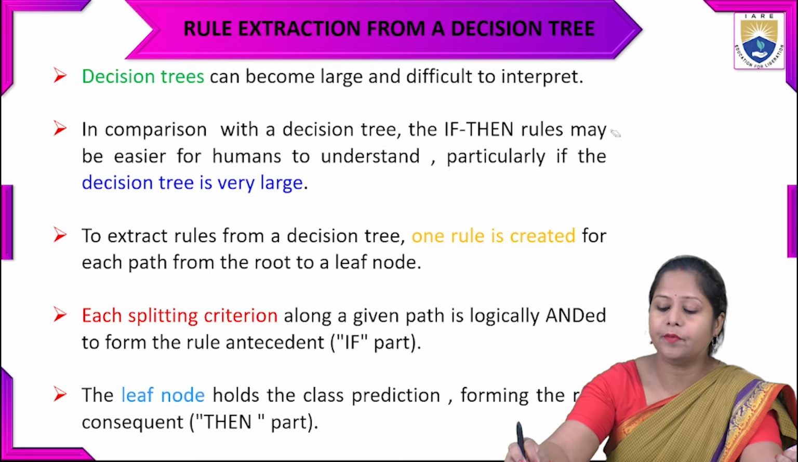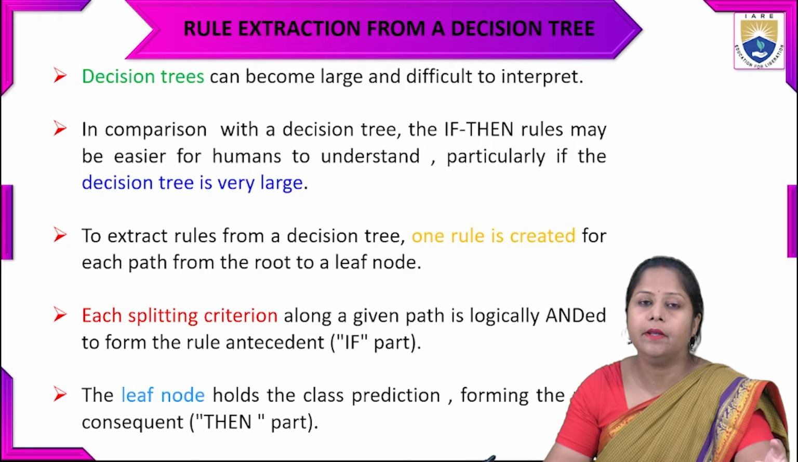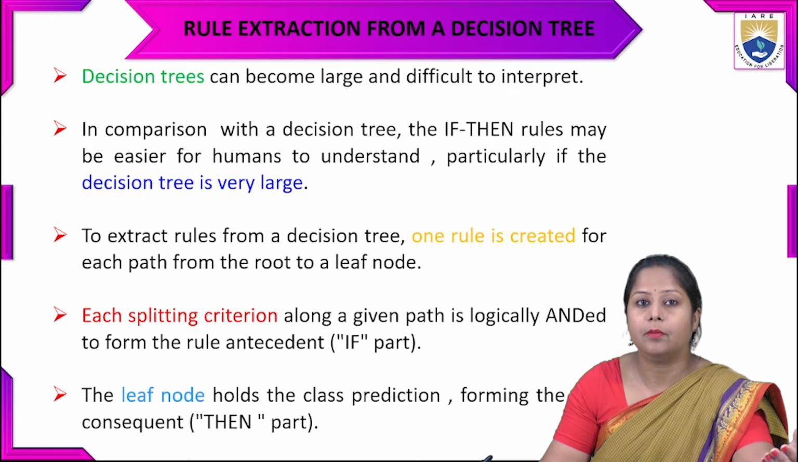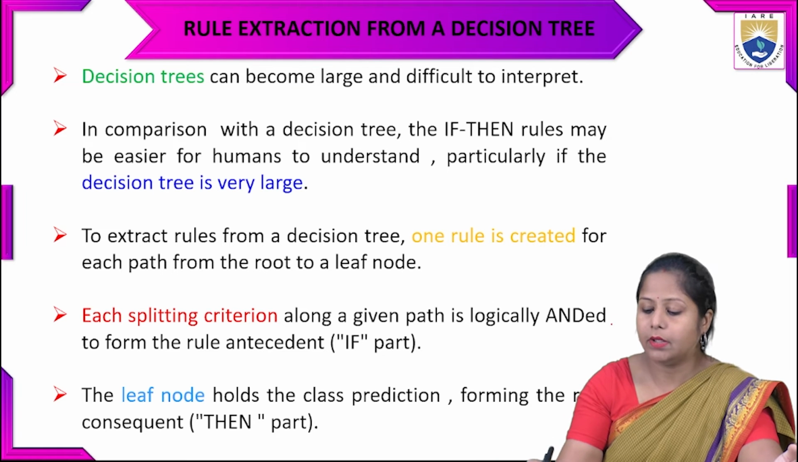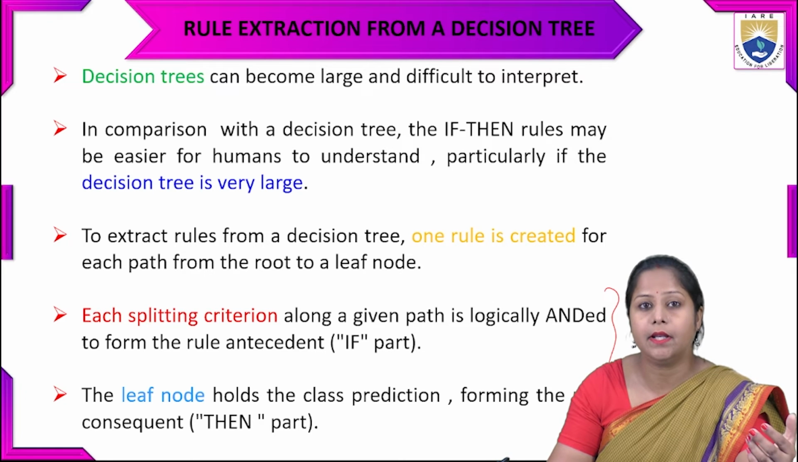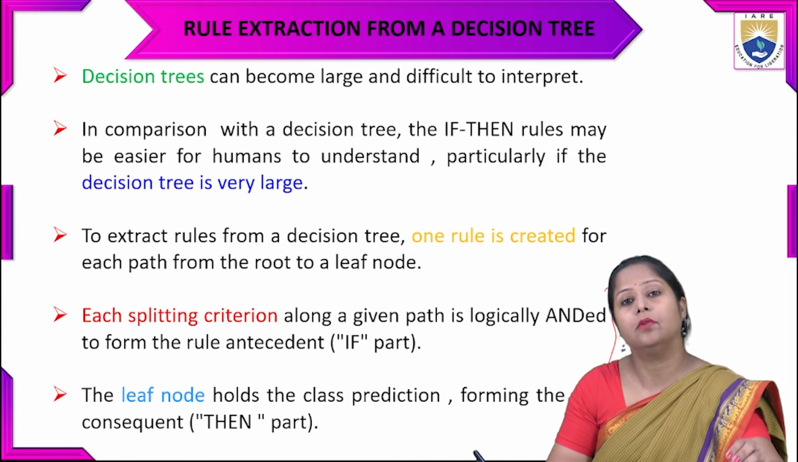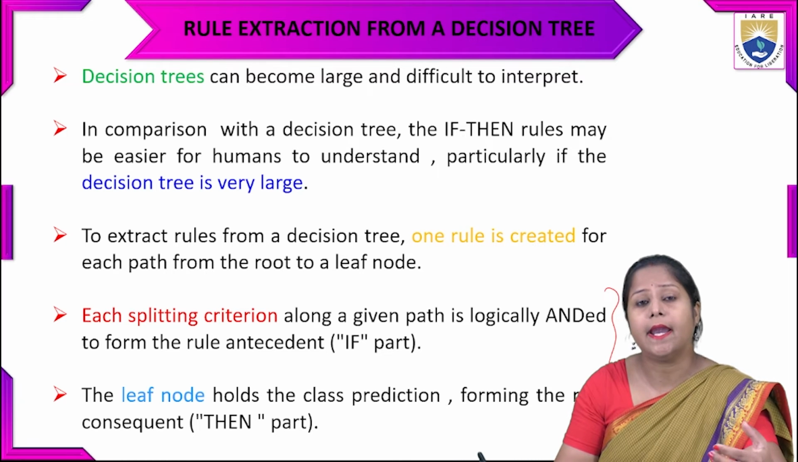To extract the rules from the decision tree, one rule is created for each path, followed from the root to a leaf node. So from the root node to the leaf node, we write the decision rule. For each splitting criterion along the given path, the conditions are conjoined with the AND operator.